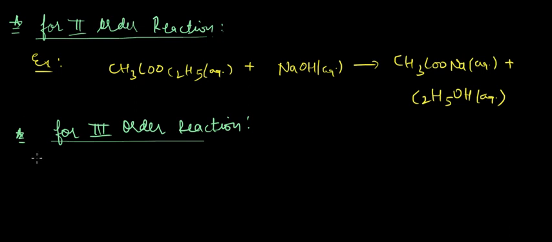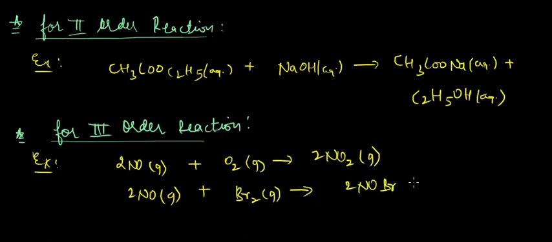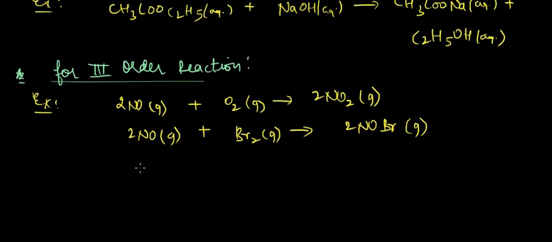So for third order reaction, we can see an example like we can have 2 moles of NO reacting with oxygen forming 2 moles of NO2 gas, and similarly 2 moles of NO gas reacting with Br2 forming 2 moles of NOBr gaseous form. We can also have some examples of fractional order reactions. By the way, all these orders of reaction were determined experimentally.